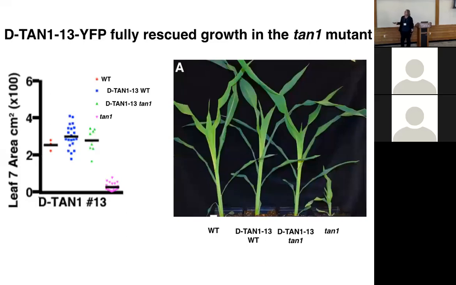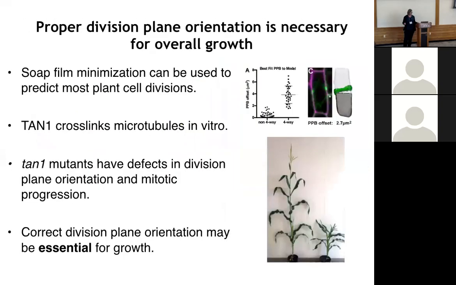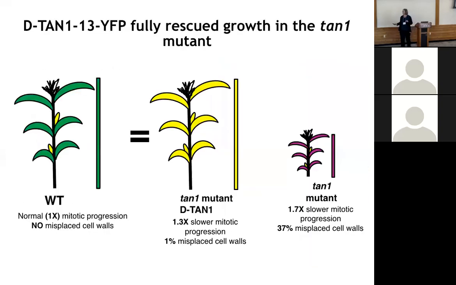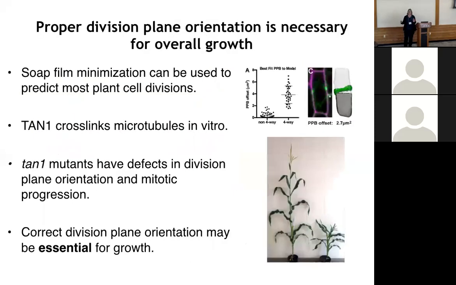Okay, so what this really meant was that this mitotic progression delay doesn't really have a big effect on the plants. Why? Because plants are great at compensating for mitotic progression delays. So what that tells us, this is the last thing. I know I've packed your head full of lots of stuff.